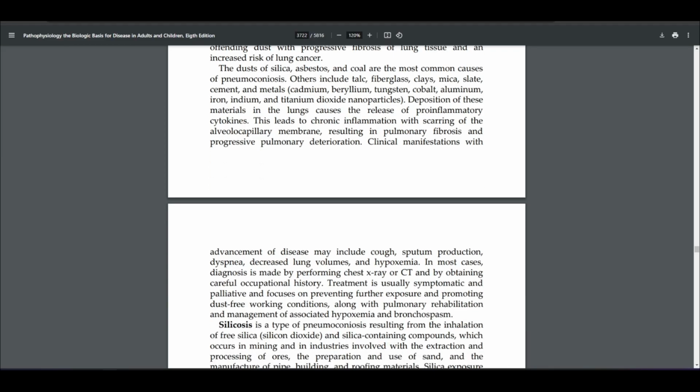The dust of silica, asbestos, and coal are the most common causes of pneumoconiosis. Others include talc, fiberglass, clays, mica, slate, cement, and metals: cadmium, beryllium, tungsten, cobalt, aluminum, iron, indium, and titanium dioxide nanoparticles. Deposition of these materials in the lungs causes a release of pro-inflammatory cytokines. This leads to chronic inflammation with scarring of the alveolar capillary membrane, resulting in pulmonary fibrosis and progressive pulmonary deterioration.